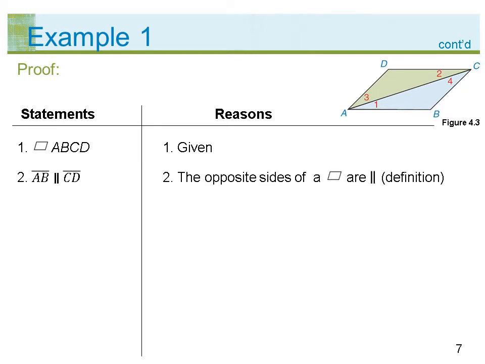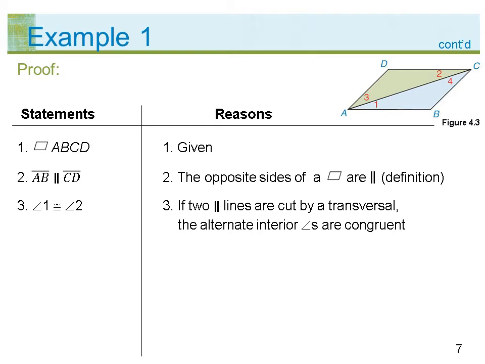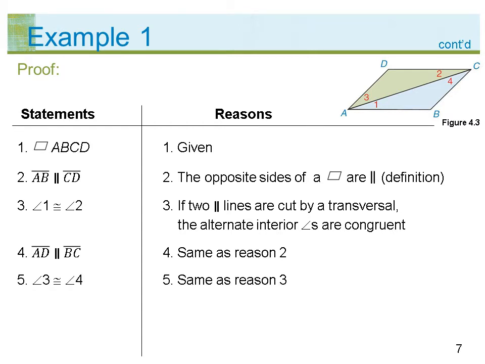Reason 1: given. Statement 2: segment AB is parallel to segment CD. Reason 2: the opposite sides of a parallelogram are parallel, by definition. Statement 3: angle 1 is congruent to angle 2. Reason 3: if two parallel lines are cut by a transversal, the alternate interior angles are congruent. Statement 4: segment AD is parallel to segment BC. Reason 4: same reason as 2. Statement 5: angle 3 is congruent to angle 4. Reason 5: same as reason 3.